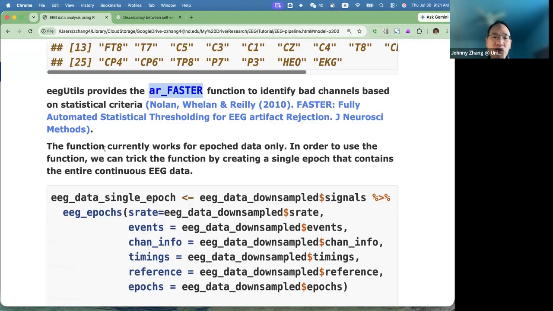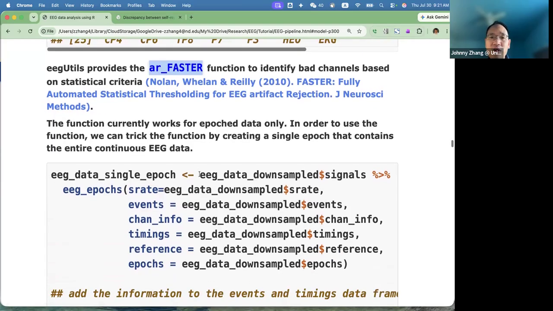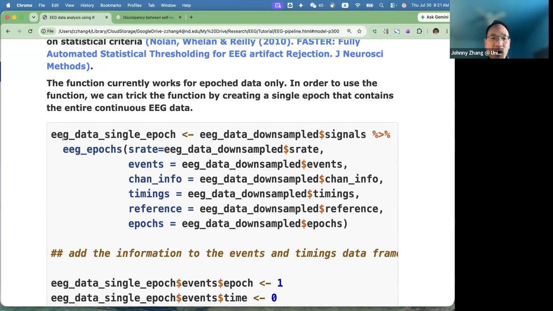And currently, this function only works for aggregate data. So in order to use this function, we have to convert our data to be aggregate data, because we want to analyze based on the original data set. So therefore, I basically create an epoch with the original EEG signal as one single epoch. The tricky part is to use this epoch function.